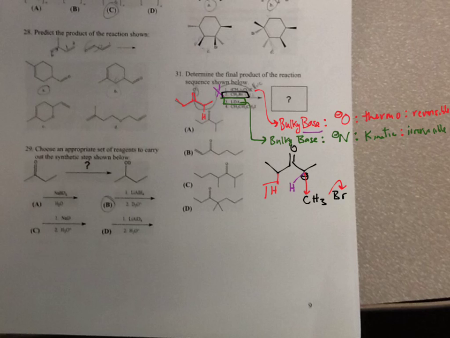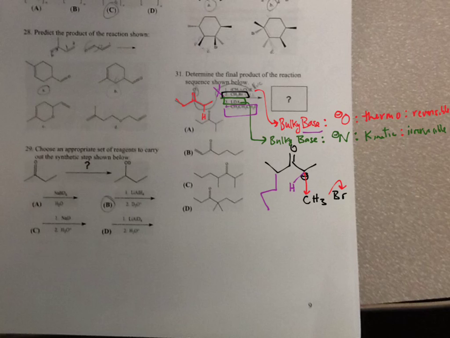I'm removing the red hydrogen. That means my nucleophile is now on the left-hand side. I can then react that with the next reagent, which is a propyl, and I'd be expecting a propyl chain down here, 1, 2, 3.